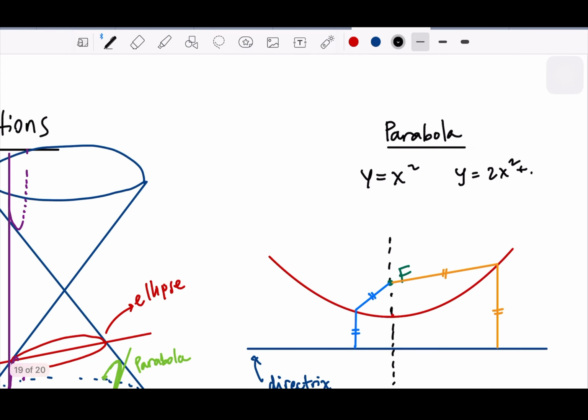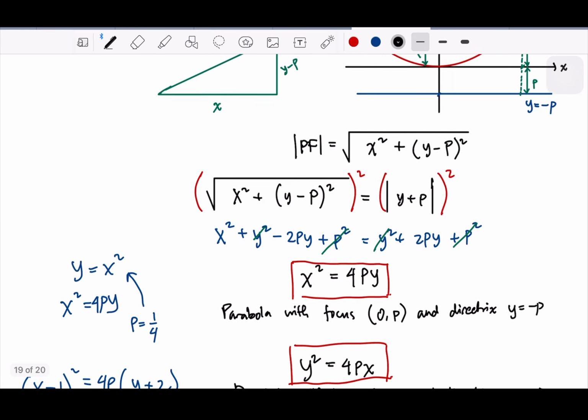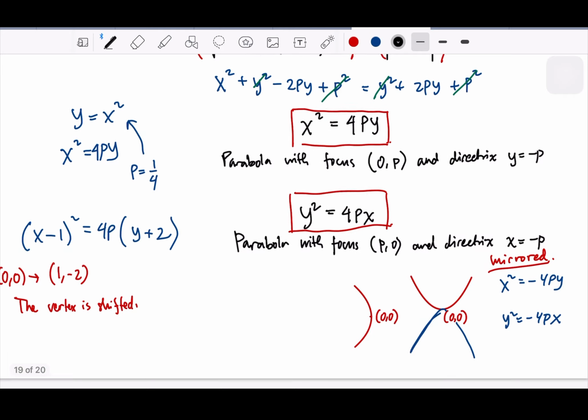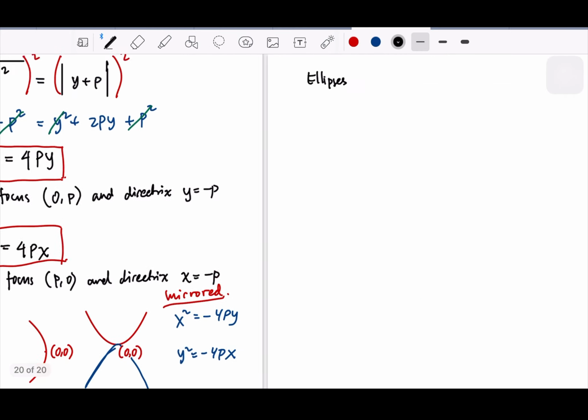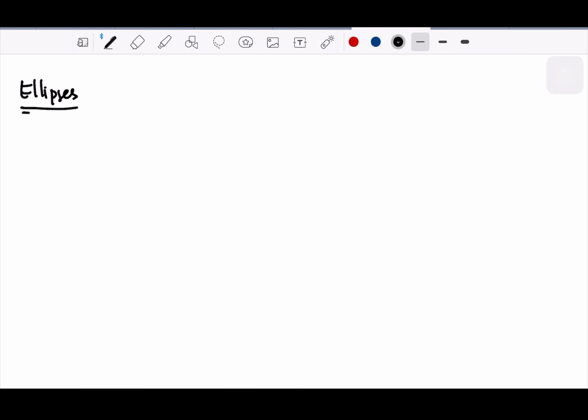Okay, so let's go to the second shape. Or do you still need to write something from here? Or is it over? It's okay. The second one is the ellipse. Let me just draw a nice round ellipse like that.